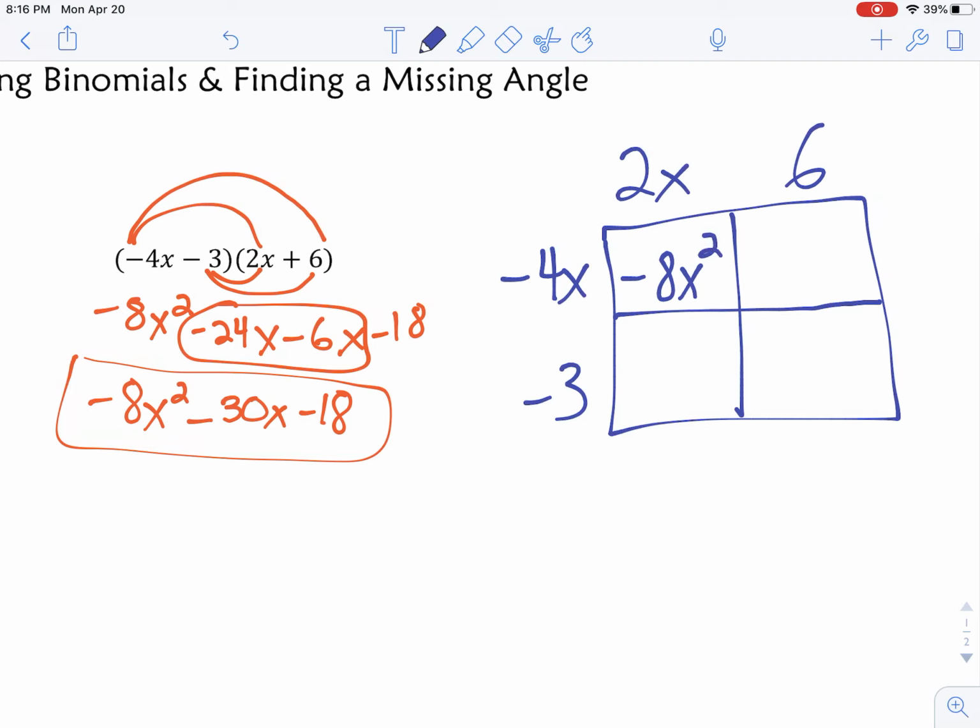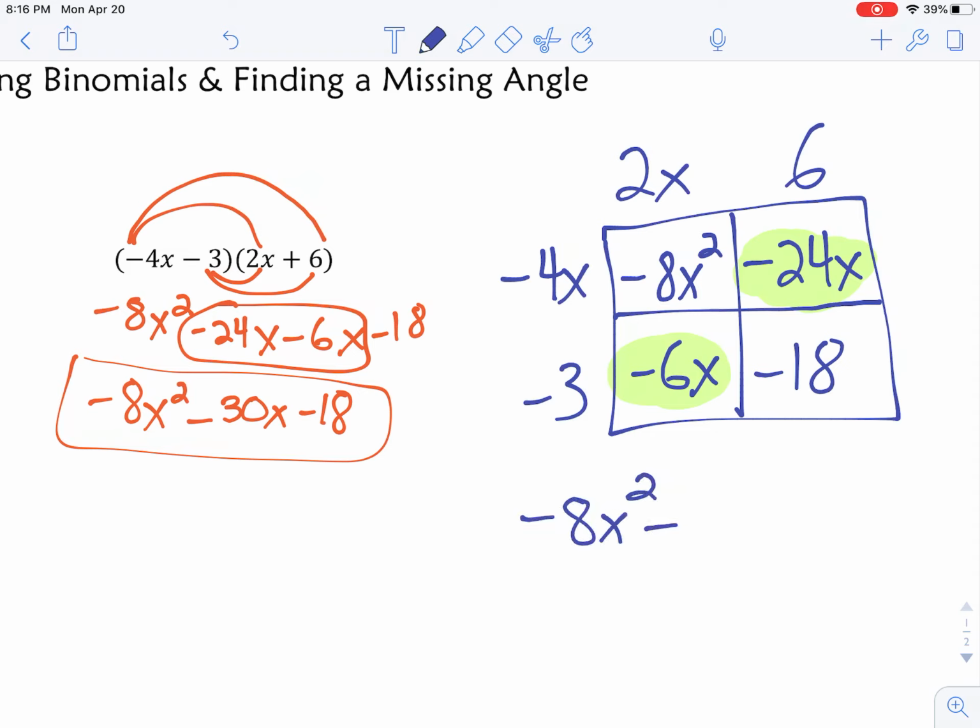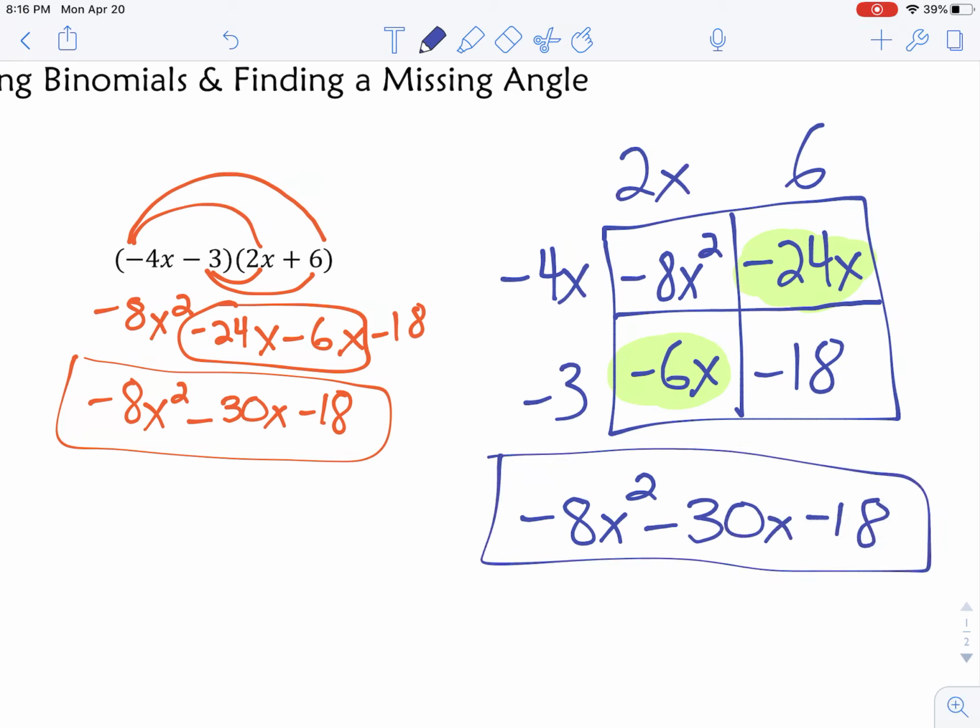Then we're going to multiply a negative 4x times 6, which would give us a negative 24x. 2x times a negative 3 would give us a negative 6x. And then negative 3 times 6 is a negative 18. Then you'll see that the negative 6x and the negative 24x are like terms. So we can combine those together and get our answer of negative 8x squared minus 30x minus 18. So those are the 2 different methods that you can use in order to solve these. You can use either one, whichever one you feel more comfortable with.